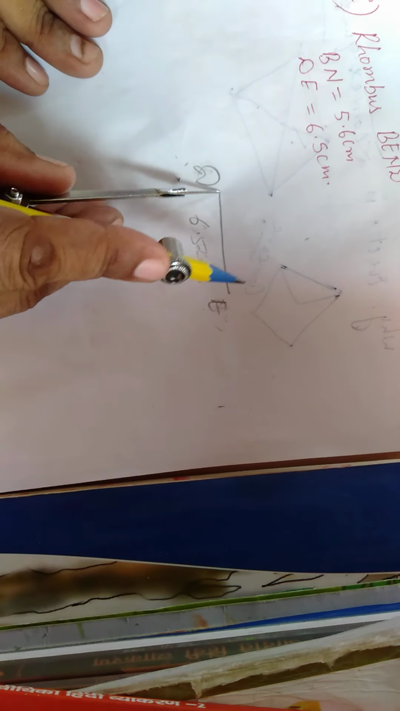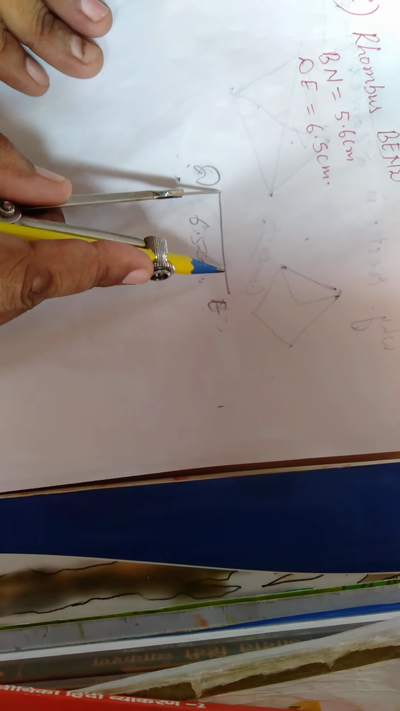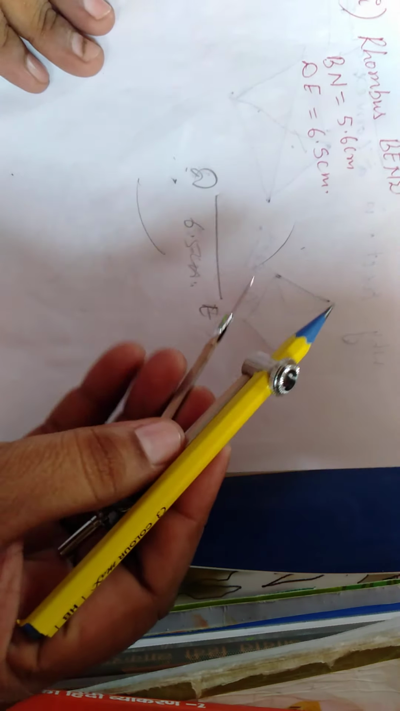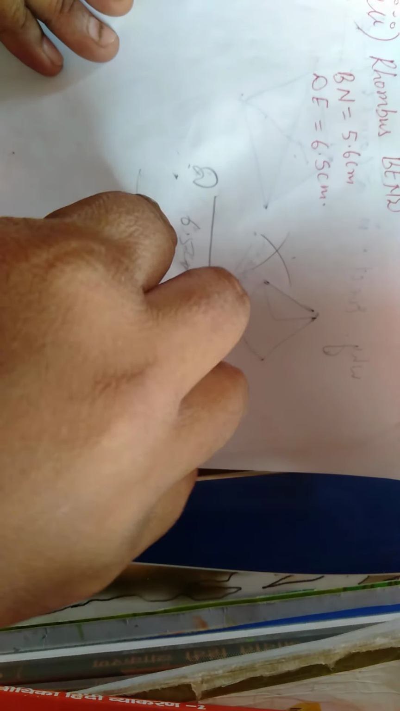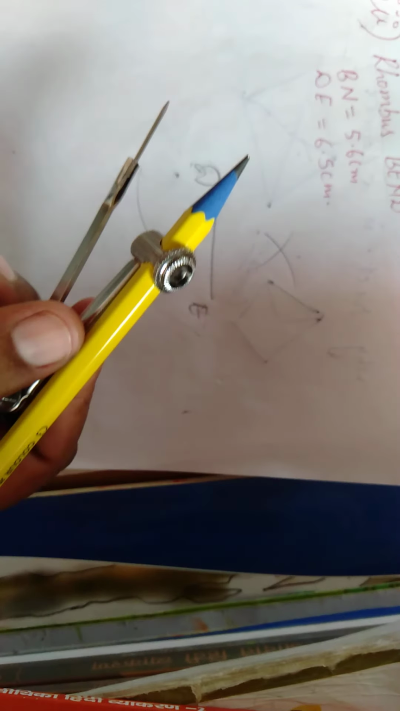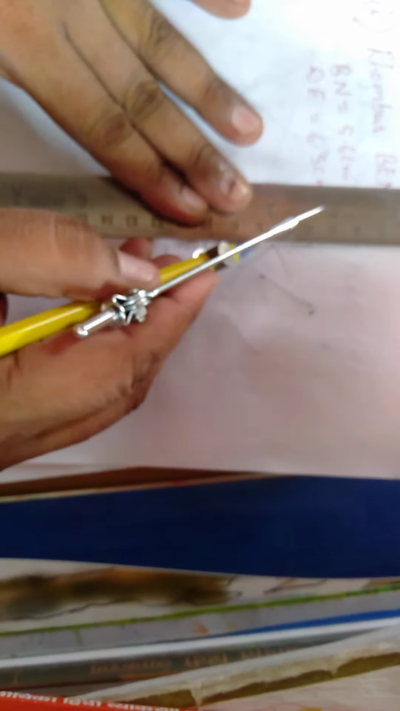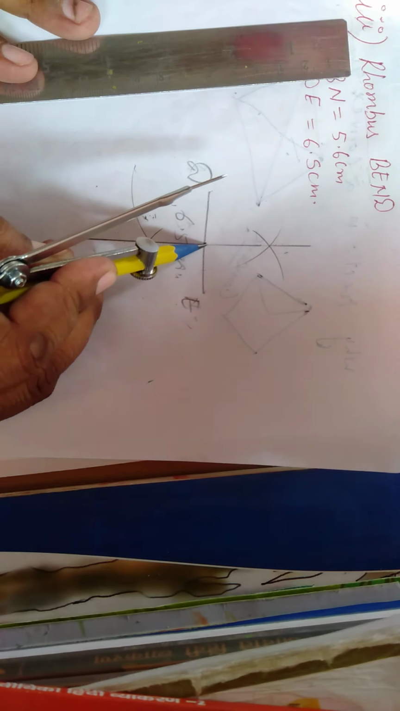Now draw the line bisection. You know how to bisect the line segment. Open the compass by observation, more than half. Make one arc upside, one arc downside. Same compass setting, no setting will be changed. If your compass is loose, you can open it again to the same setting. Then pass a line segment from here. This point is the bisection point of this line.